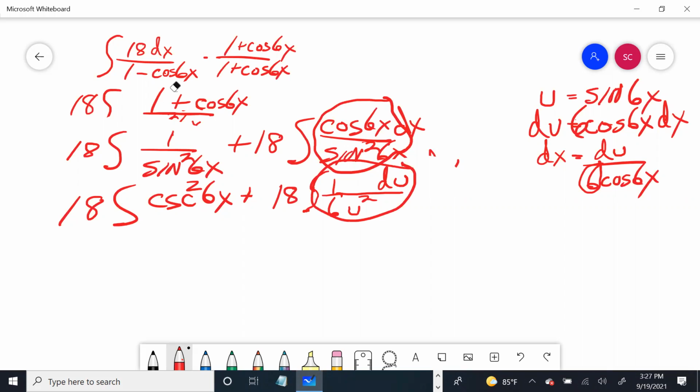So u is definitely sine of 6x. So u squared would be sine squared of 6x. So that gives me the u squared in the denominator. And if u is that, then du is 6 cosine 6x dx. dx is du divided by 6 cosine of 6x. And that cosine of 6x cancels with that cosine of 6x, and we're left with a 1/6, which we can now take out as a 3.